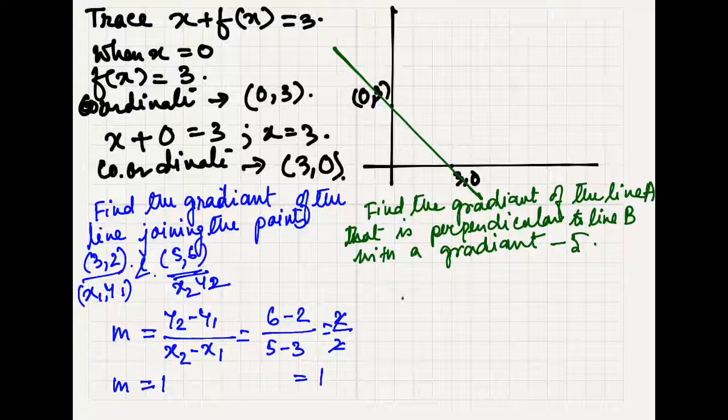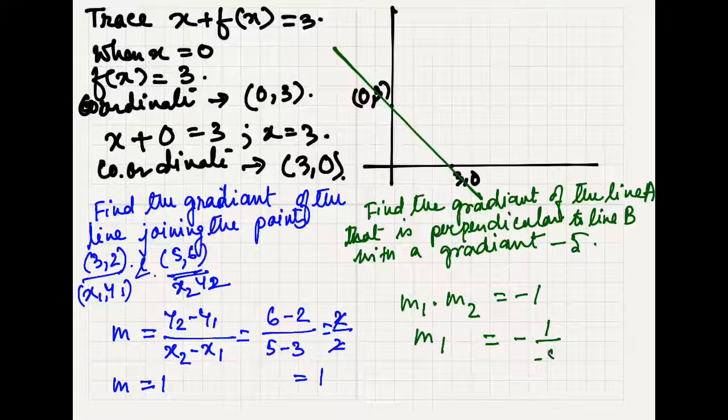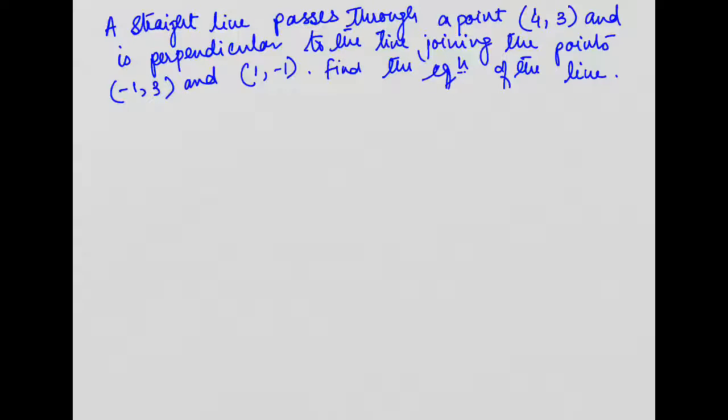Okay, so we know from the properties that m1 into m2 equals minus 1. Now, suppose line A is m1, so I am keeping m1 over here equals minus 1 by minus 5. I am getting the gradient of my line A is 1 by 5. Like that, many problems may be asked to you, and you have to answer by using the properties of the straight line. Now, take up this example as it has been given.